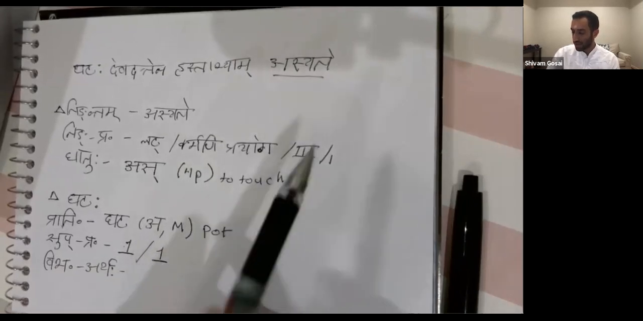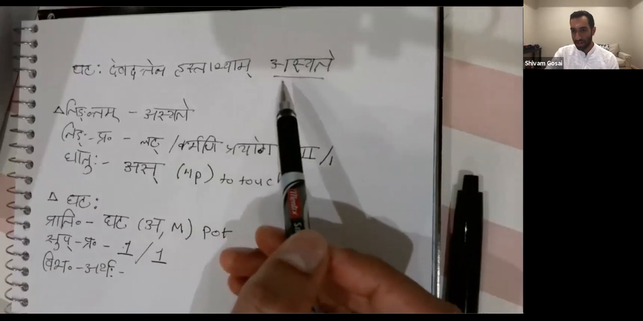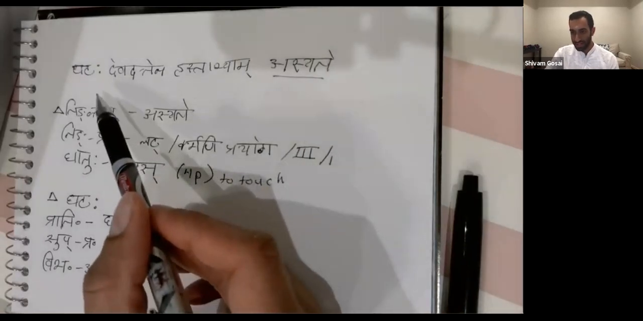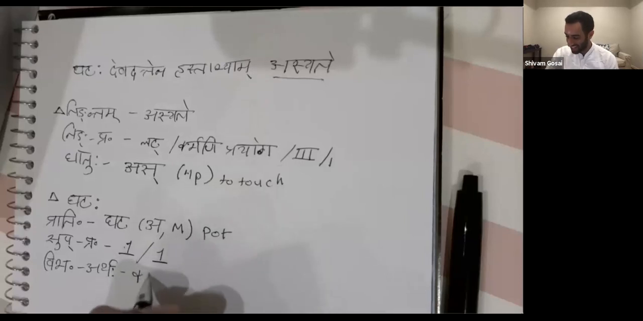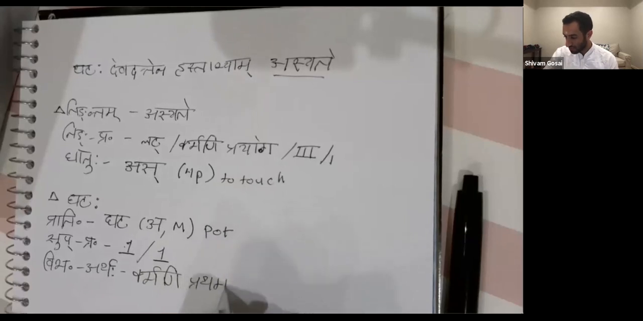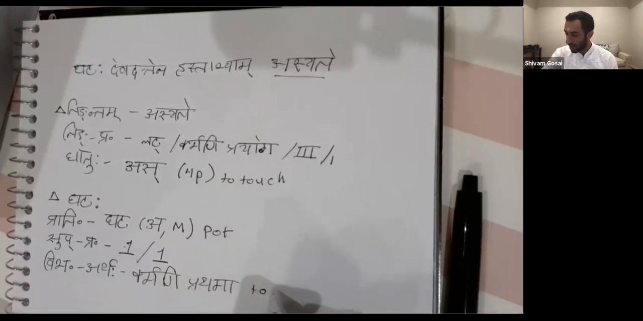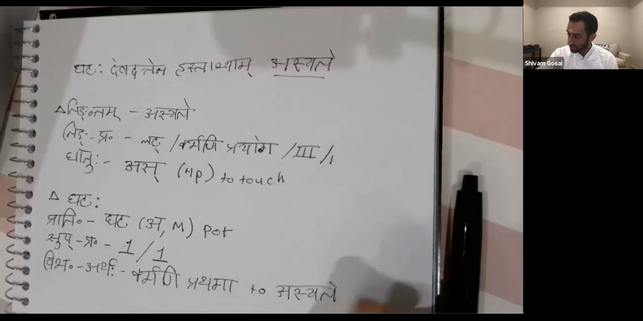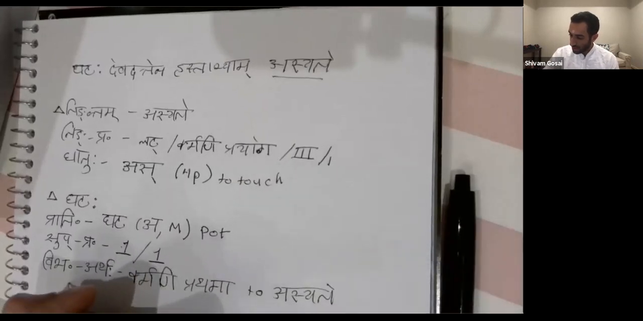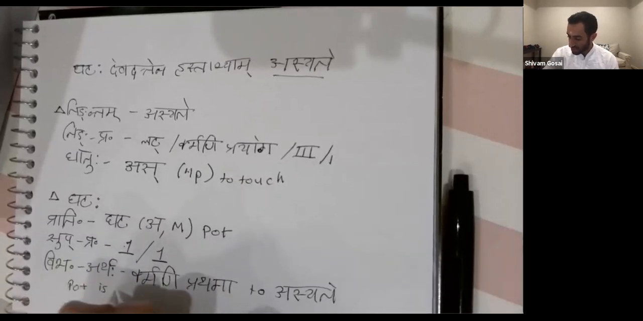Okay, so we're in Karmani Prayoga. The 1-1, then the meaning is going to be Kartri or Karmani? Karmani Prathama, okay. Yeah, Karmani Prathama. And we always have to write to what? To asyate. So far we know the pot is touched.